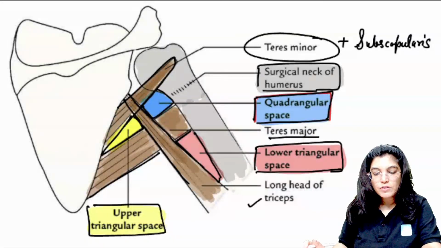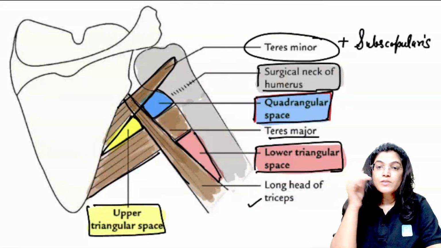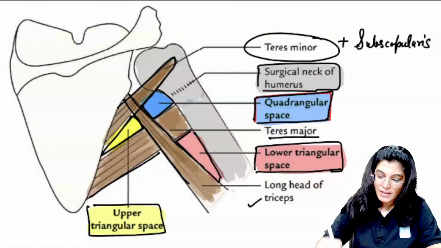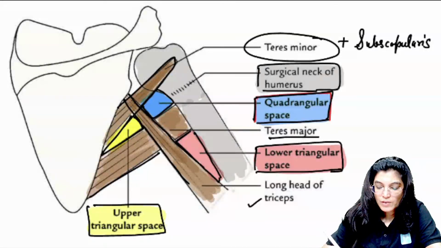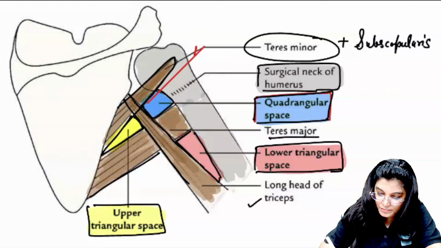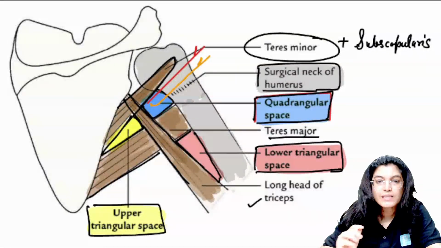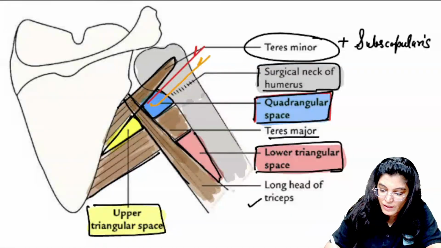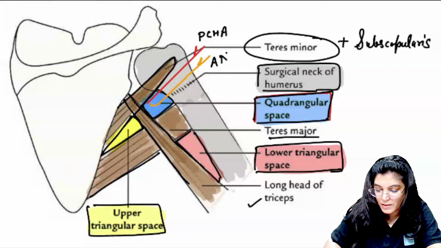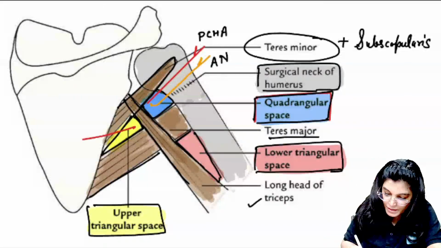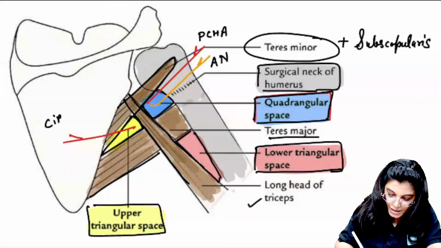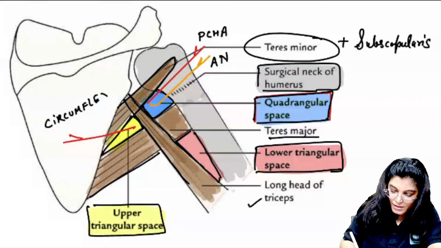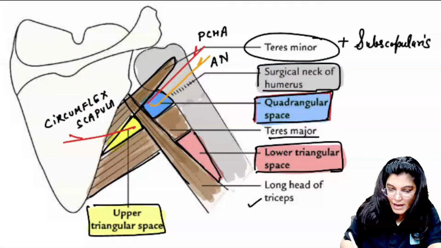Now the next important point is to know the structures which are passing through these intermuscular spaces. So let's talk about the structures. In the quadrangular space, the structures traversing will be one artery and one nerve. I'm just using this schematic diagram to help you. The artery will be the posterior circumflex humeral artery, and the nerve is the axillary nerve, AN for axillary nerve. Now from the upper triangular space, we have one artery traversing through this. The name of this artery is circumflex scapular artery.